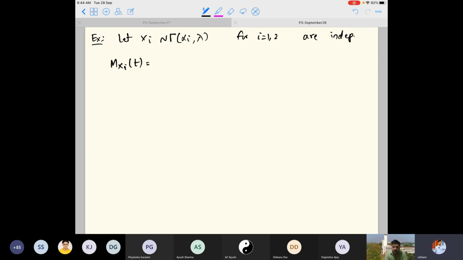Can you tell what the moment generating function is? Lambda upon lambda minus t raised to the alpha. Lambda divided by lambda minus t to the power alpha, right? That is what we have.